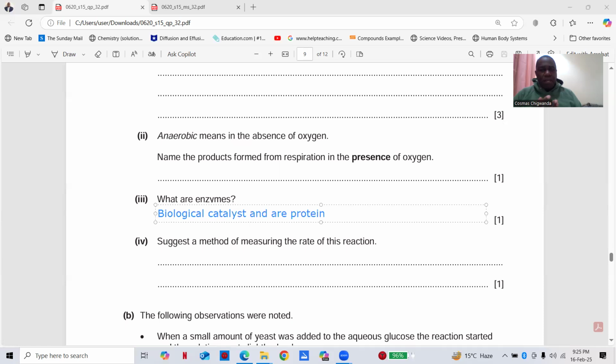All right, fine. We have the next question, which says, suggest a method of measuring the rate of reaction. You want to measure the speed of the reaction. The moment you see the word rate, it means there's an aspect of time.